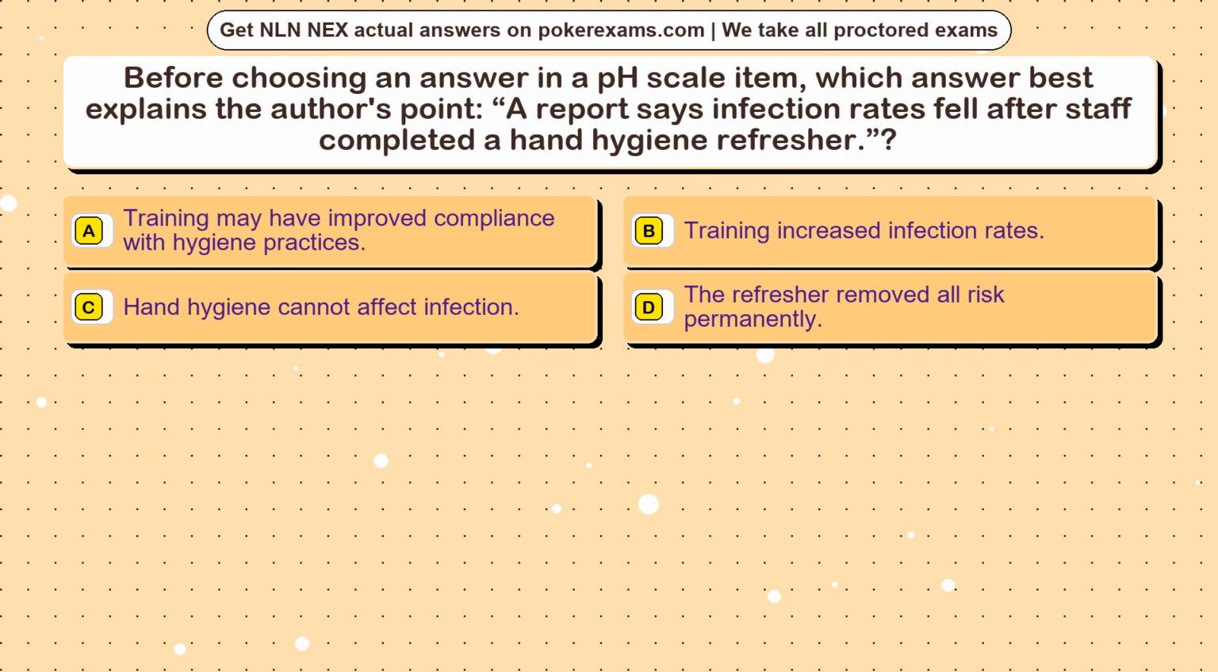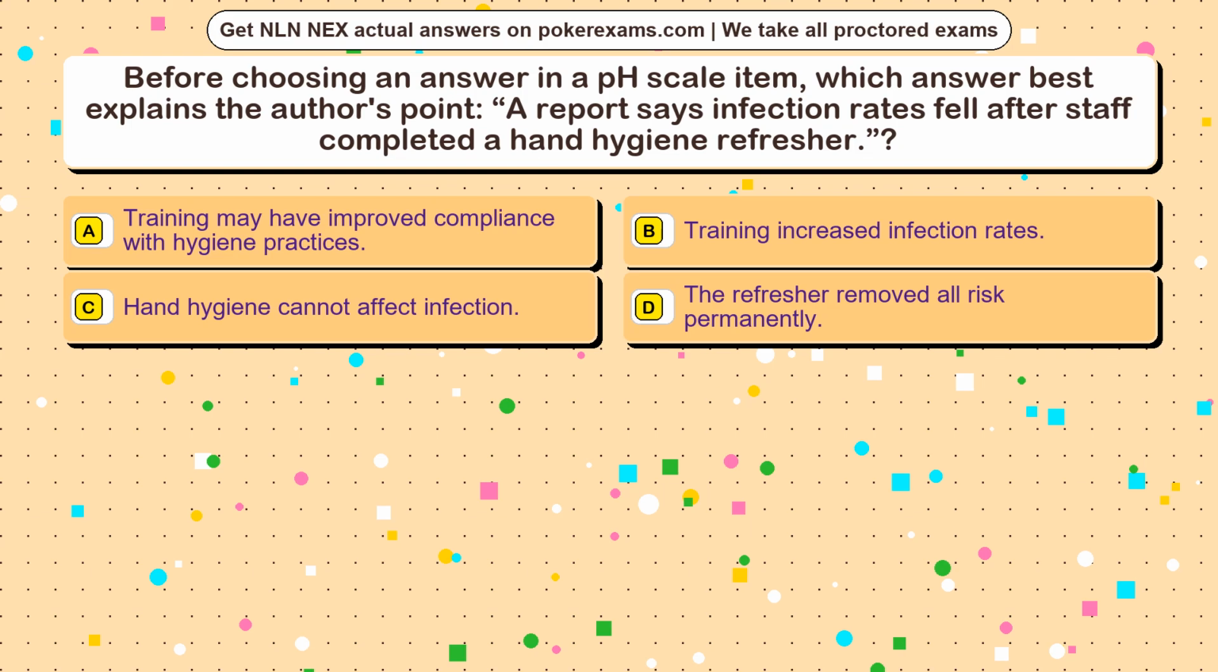Question 9. Before choosing an answer in a pH scale item, which answer best explains the author's point? A report says infection rates fell after staff completed a hand hygiene refresher. Option A, training may have improved compliance with hygiene practices. Option B, training increased infection rates. Option C, hand hygiene cannot affect infection. Option D, the refresher removed all risk permanently.